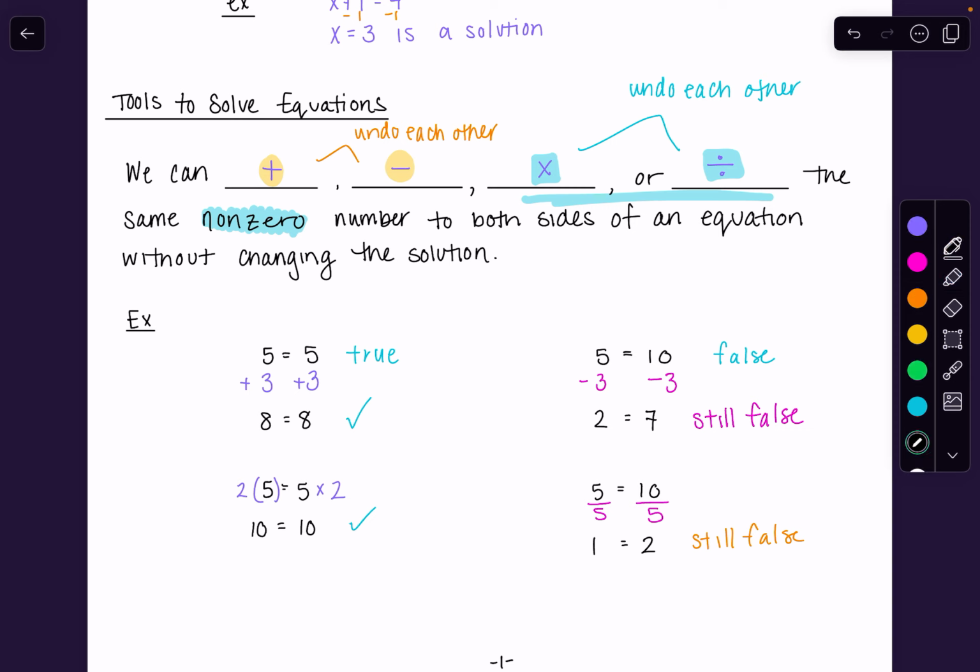So just to show you why we don't want to multiply both sides by 0. If I start with 5 equals 10, I know that's false. But if I go ahead and multiply both sides by 0, well, 0 times 5 is 0. 10 times 0 is 0. I now get something that's true. So I started with an incorrect statement, but now I ended up with something that is correct. So this is really important to us. We never want to multiply or divide by 0.